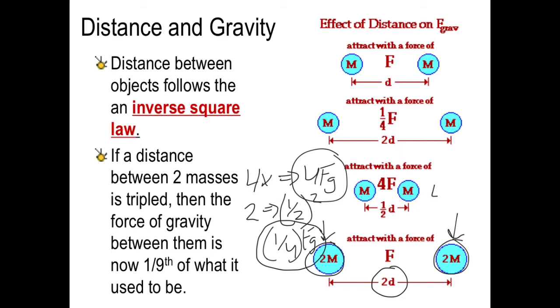So if we take those, 4 times greater times 1/4, what do we end up getting? Yeah, they cancel out. So the force of gravity stays the same. So by quadrupling the mass and doubling the distance, the force of gravity between the two objects evens out and stays the same. But how would you do that unless you understood that for distance we follow the inverse square law, and for mass we know it's directly proportional?